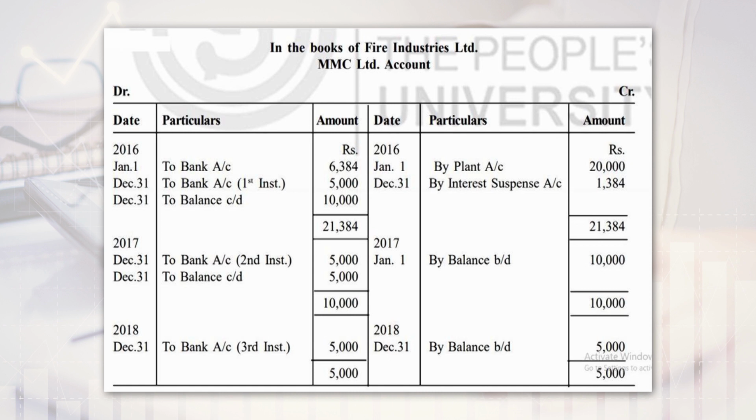To bank, the second installment was paid on 31st December 2017, and this is the balancing figure of 5,000 to balance carried down at the end of the second year. So total is 10,000. Now this balancing figure at the end of the second year, 5,000, will be brought forward in the beginning of the third year. Here to bank is the payment of the third installment at the end of the third year, 5,000. So total is 5,000, 5,000.